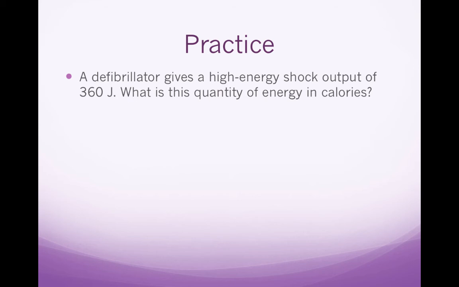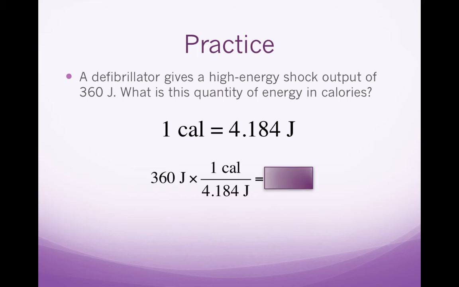So let's do a little practice here. A defibrillator gives a high energy shock output of 360 joules. What is this quantity of energy in calories? So we know 1 calorie is 4.184 joules. So we set up our problem. We start with 364 joules, and we multiply that by 1 calorie over 4.184 joules. Our units cancel, and we're left with 86 calories.